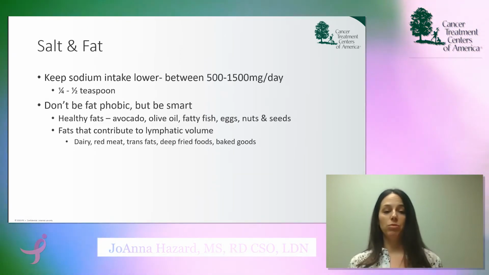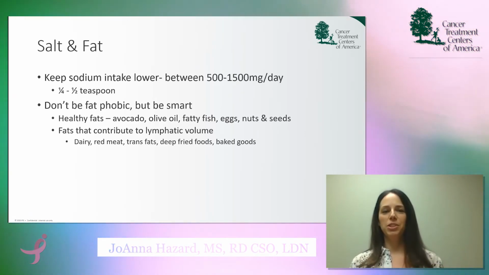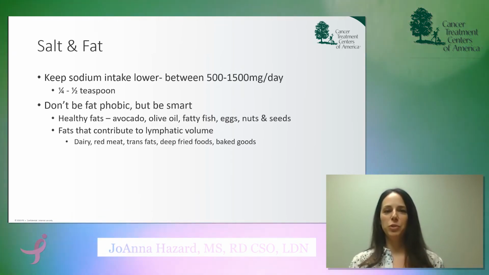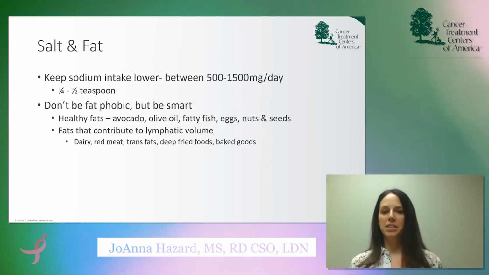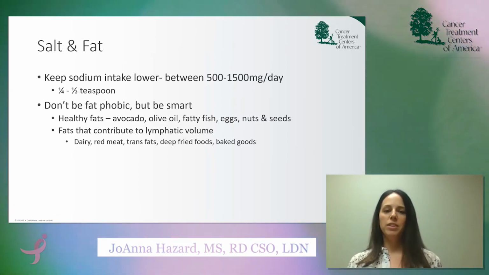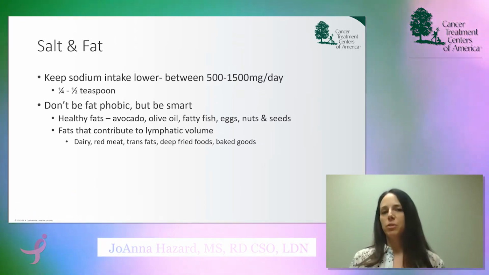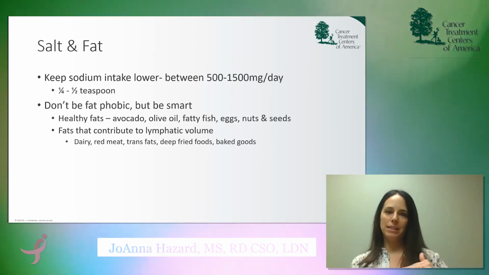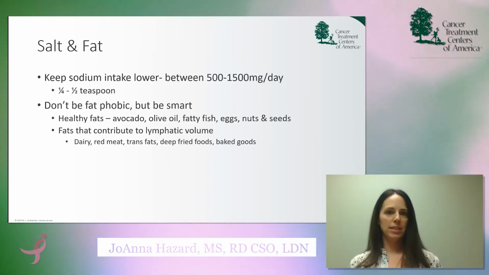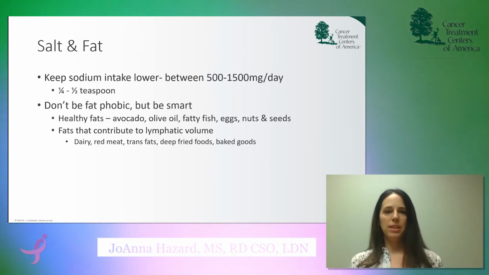The types of fats that contribute to increased lymphatic volume, I have listed here. You can see dairy, red meat, and trans fats, those artificially manipulated fats that you'll see in some of your cakes, cookies, and goodies. It's a preservative that gives food its really long shelf life. Also deep fried foods, and again, your baked goods. The types of fats that I have listed out here are more on the inflammatory side to begin with. So if you're trying to rebalance your inflammatory foods, you're going to want to eat a little bit less of these. You don't have to cut them out altogether, but less is more when it comes to these types of foods. And you want to increase some of those healthier fats.